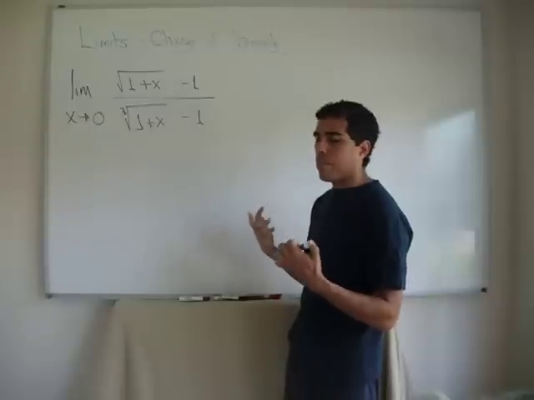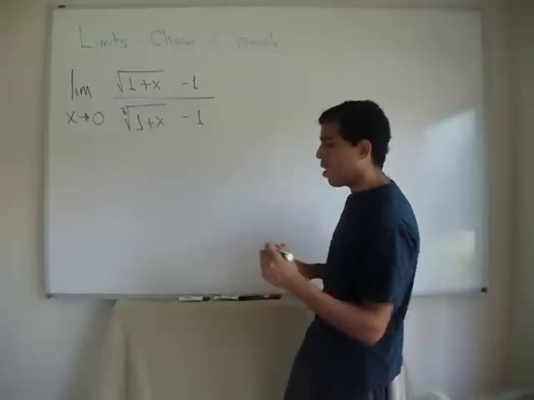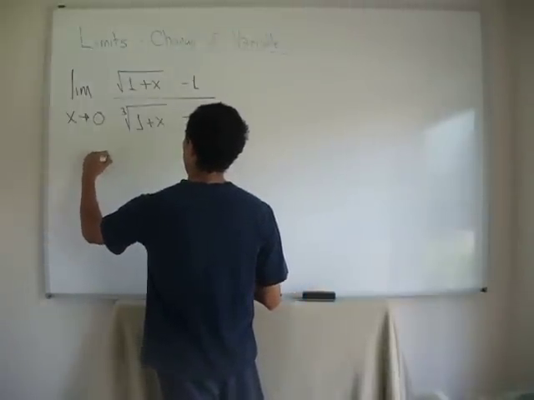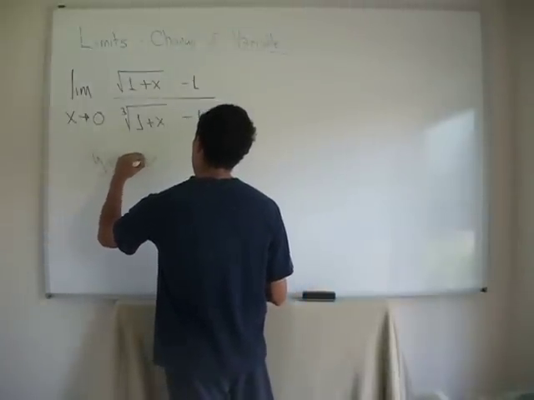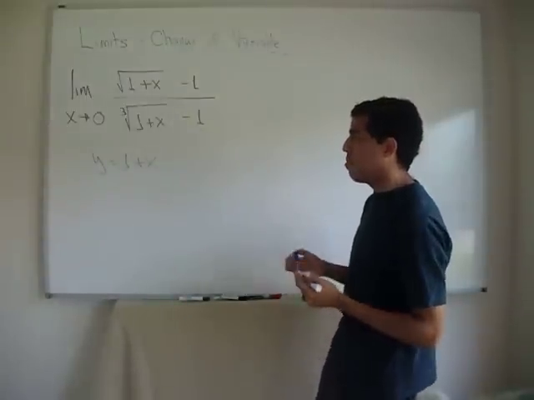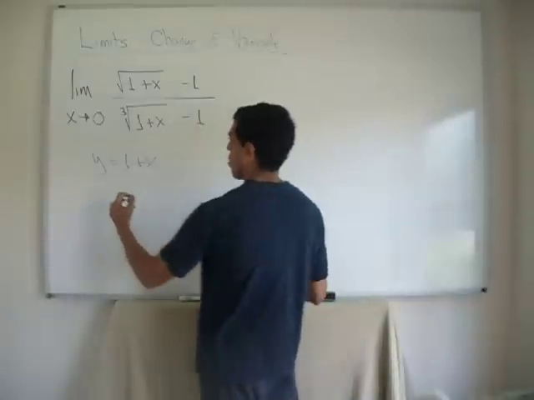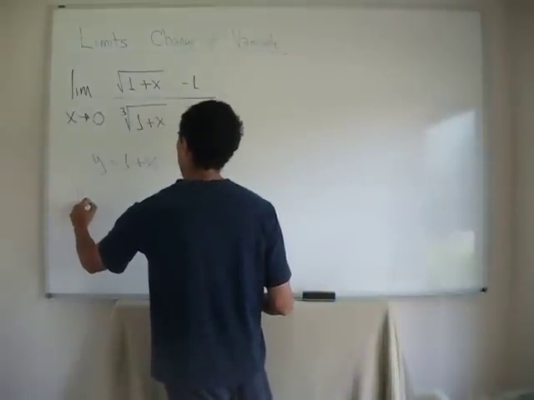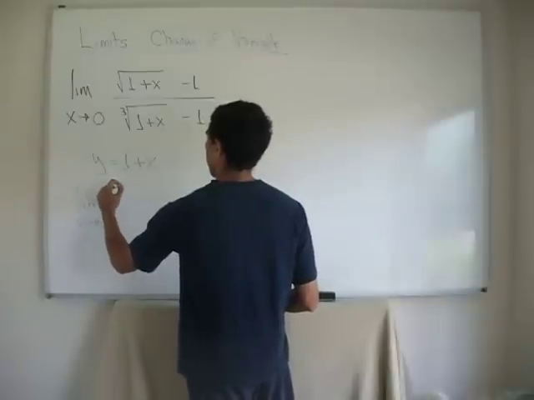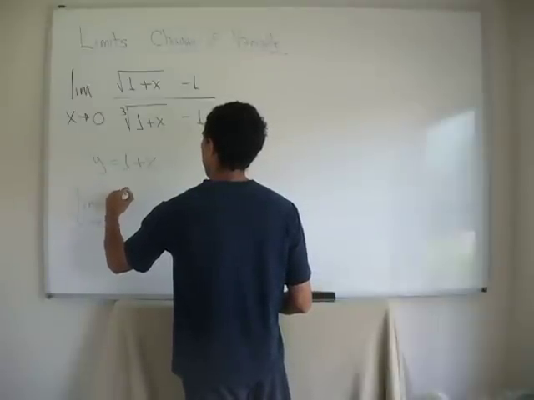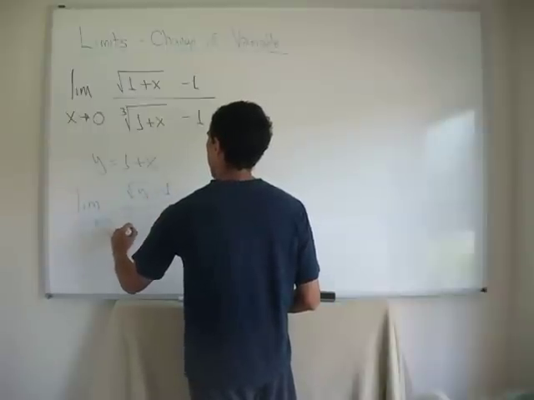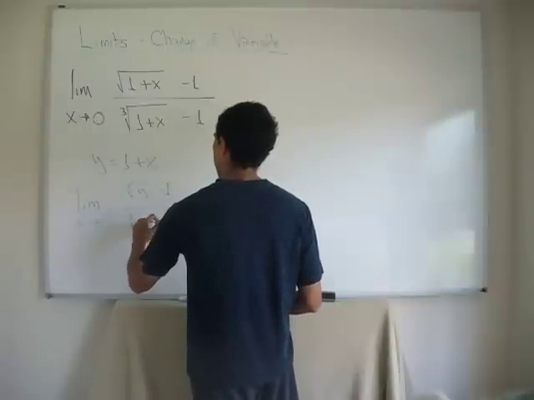How do we do the change of variable? What is it that we're going to replace? Well, we cannot do something like, for instance, y equals 1 plus x, because that's not going to help us at all. It's just not going to be very helpful. I'm going to end up with something that looks like limit x tends to 0 of square root of y minus 1 over cubic root of y minus 1.